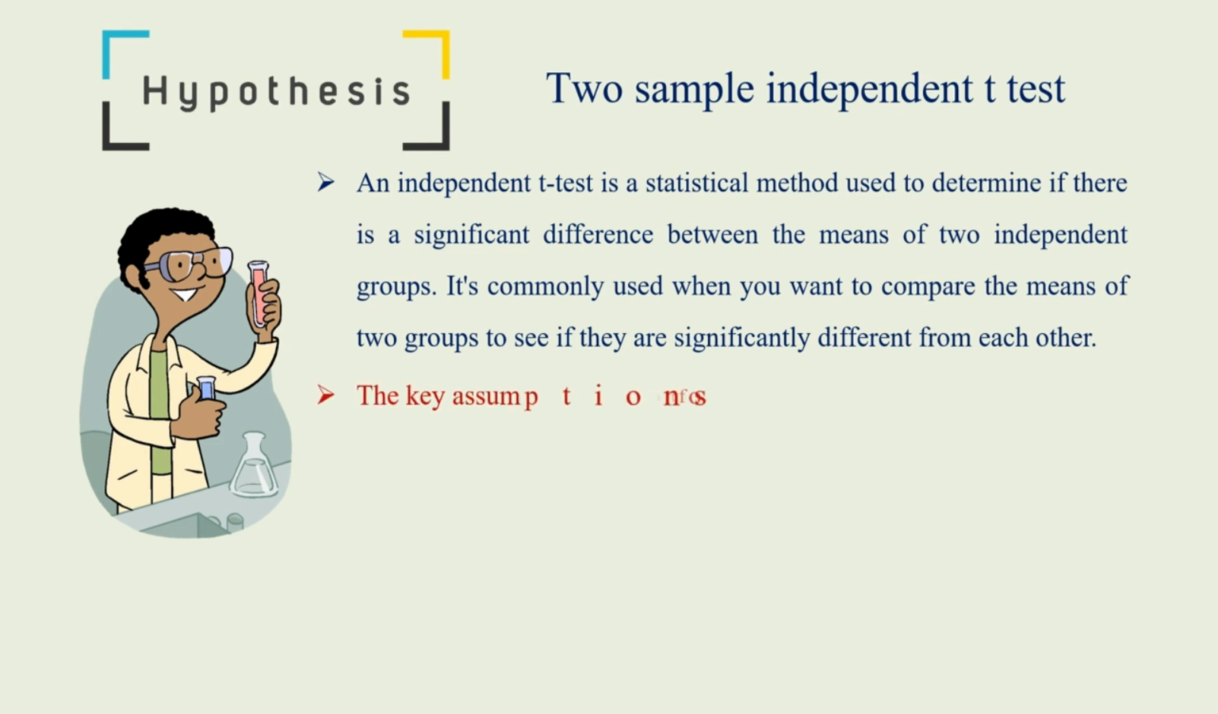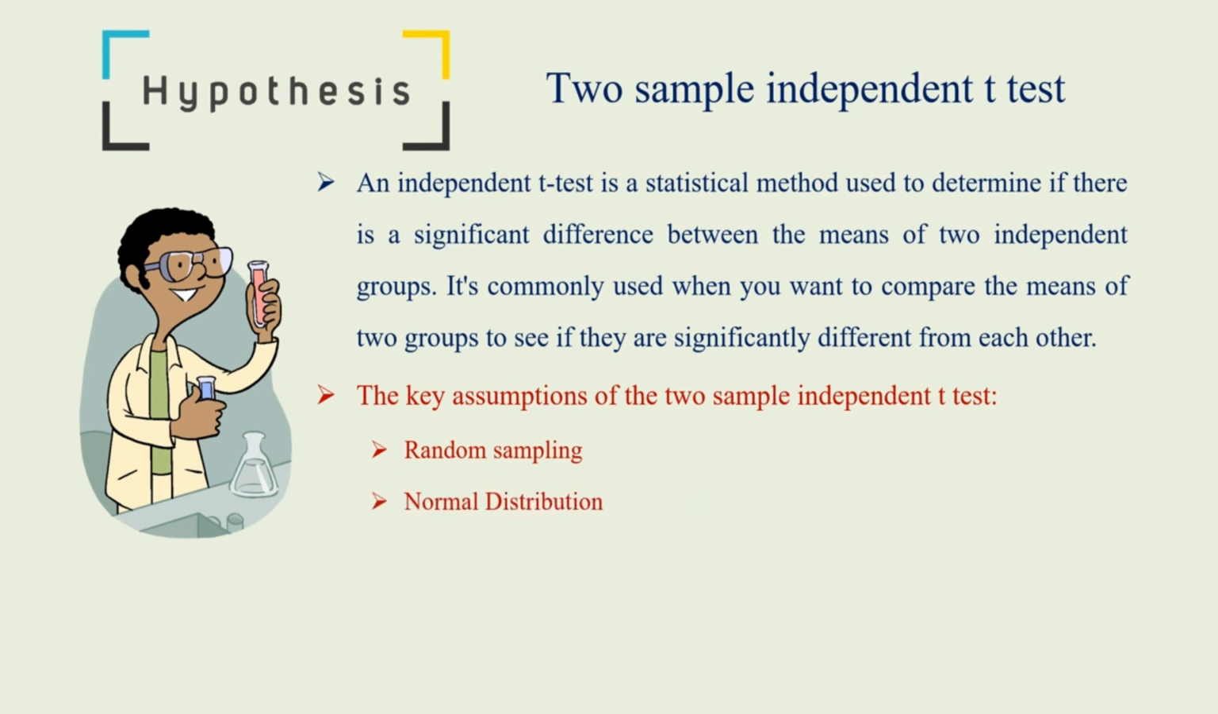Here are the key assumptions of the two-sample independent t-test. First is random sampling. The sample data should be collected through a random sampling method to ensure that it is representative of the population. Second is normal distribution. The sampling distribution of the sample mean should be approximately normally distributed. Third is interval or ratio scale. The data used in the t-test should be measured on an interval or ratio scale.